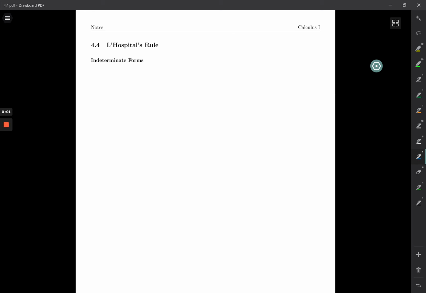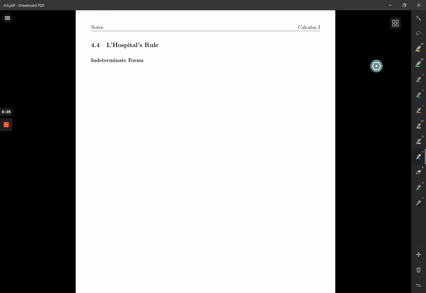Okay, so in this section we are talking about L'Hopital's rule, which will be a rule that will help us evaluate limits using derivatives. And it will make a lot of limits that were really difficult a lot easier for us to compute. So first we need to talk about indeterminate forms.